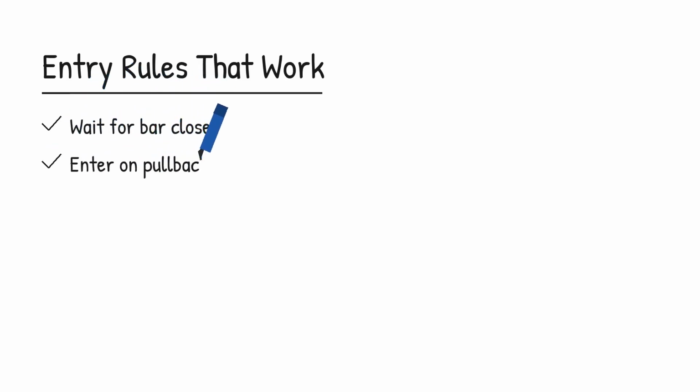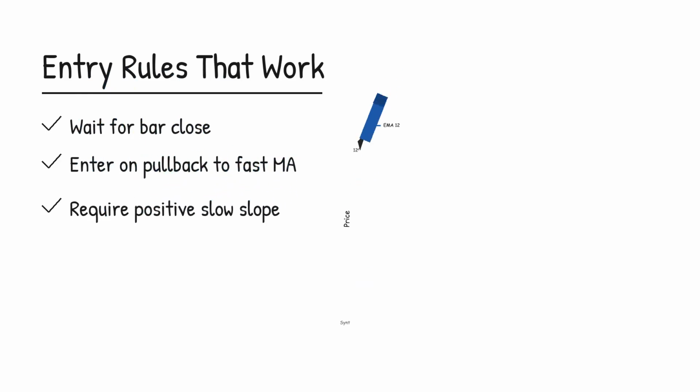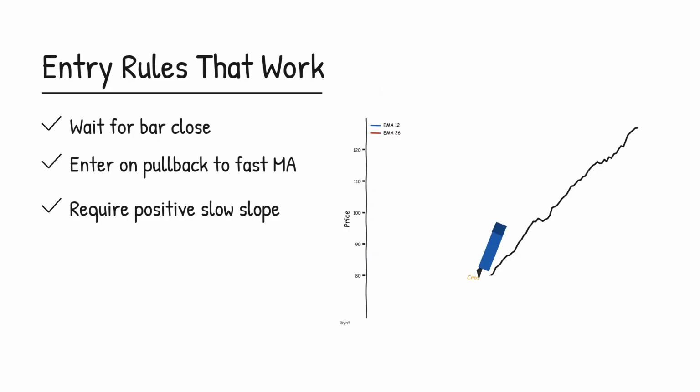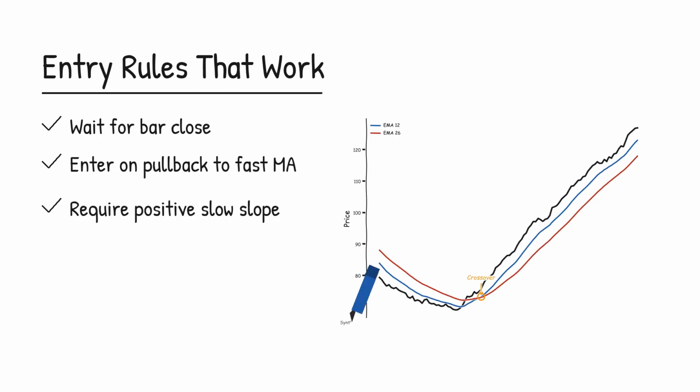For an actionable entry, do not just buy the cross. Wait for the bar that crosses to close, then enter on a pullback to the faster average within the next few bars. This filters intrabar noise and gives you a tighter stop. A second technique is the slope filter. Only take the long cross if the slow average is already sloping up, ensuring you trade with the higher timeframe trend. Combine both, and you eliminate a surprising number of low-quality signals before they ever cost you.